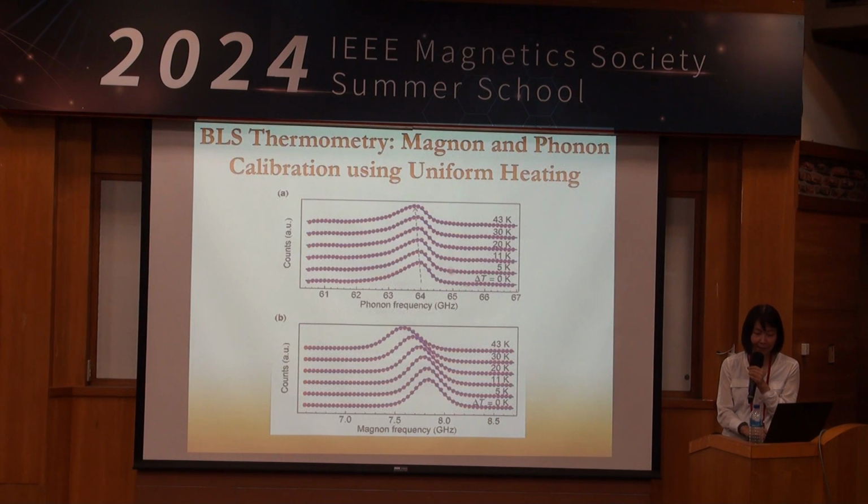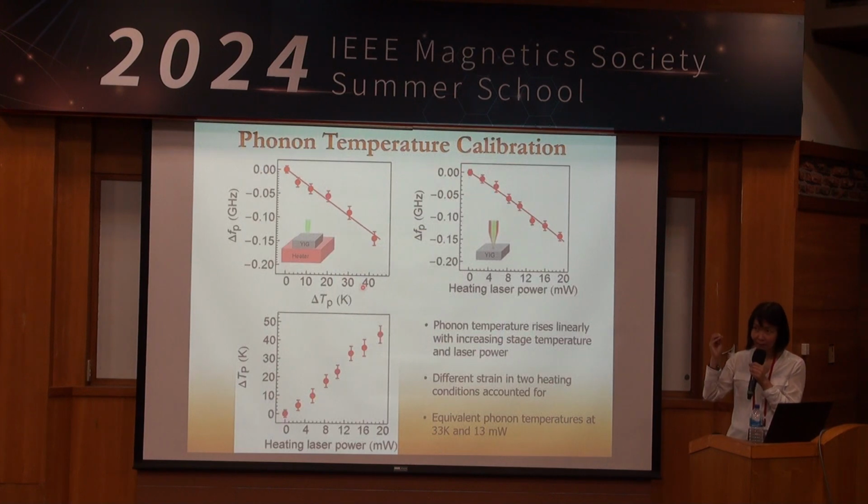If I don't heat up my sample, I have a phonon spectrum that looks like this. When I heat up my sample, the phonon spectrum has a very subtle shift. It's a little hard to see, but the magnon has a very dramatic temperature shift. Okay? So what I'm trying to tell you is that using light scattering techniques, I can measure these quasi-particles and characterize their temperature locally. Okay?